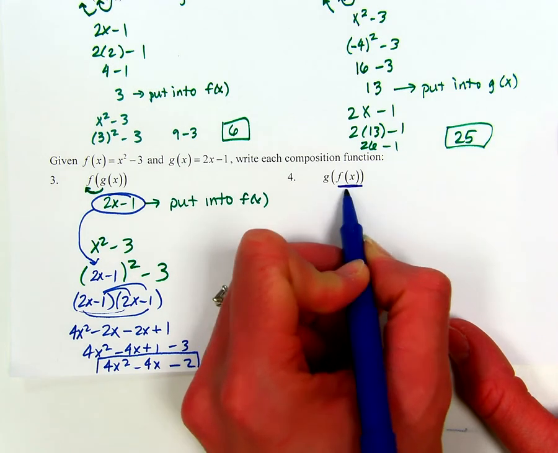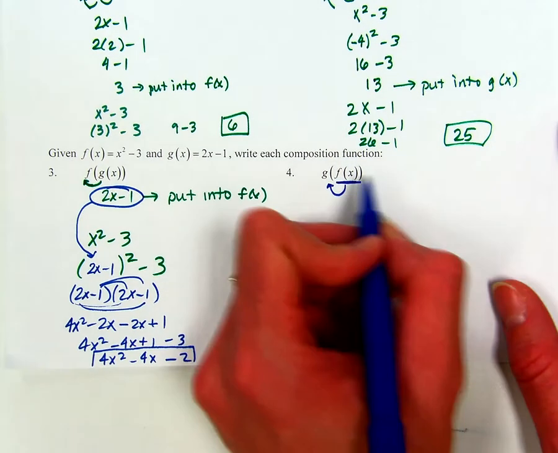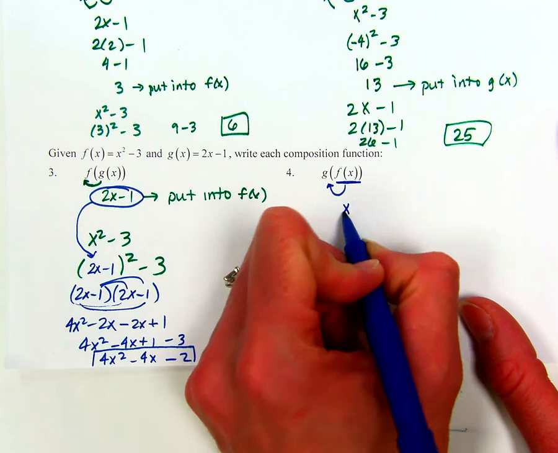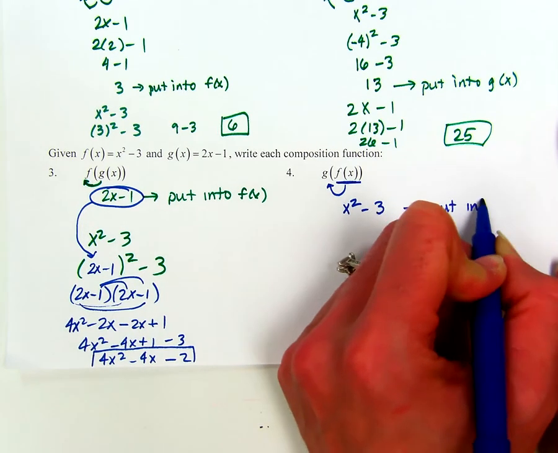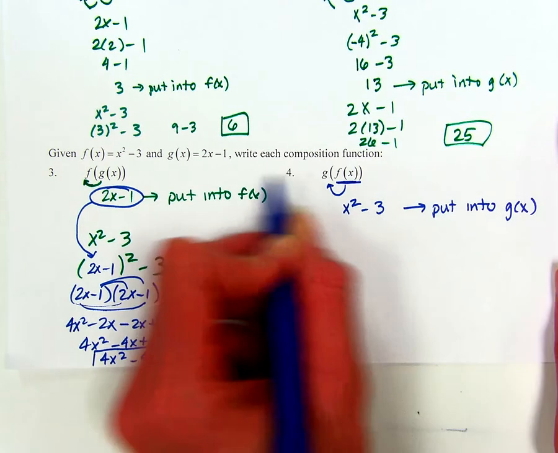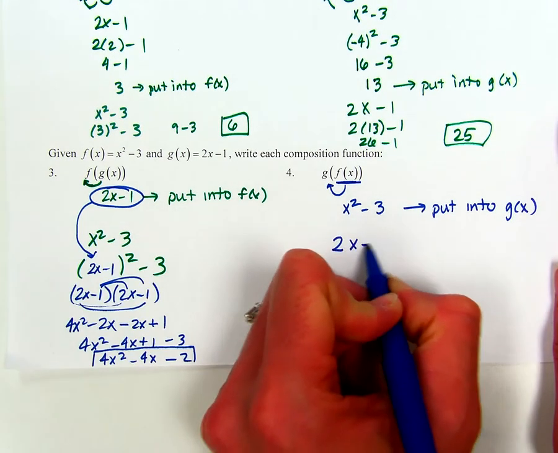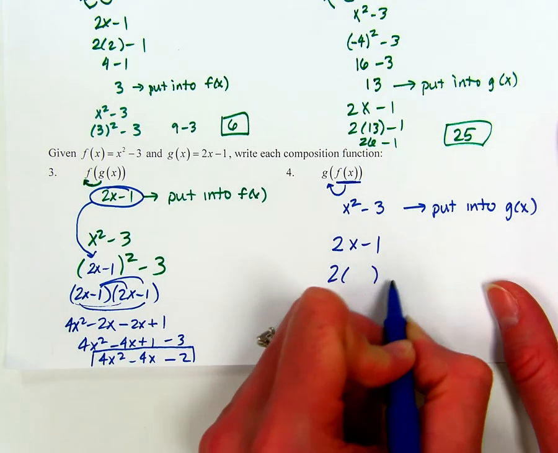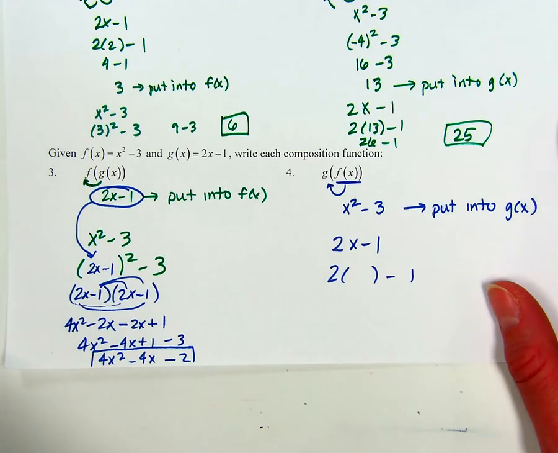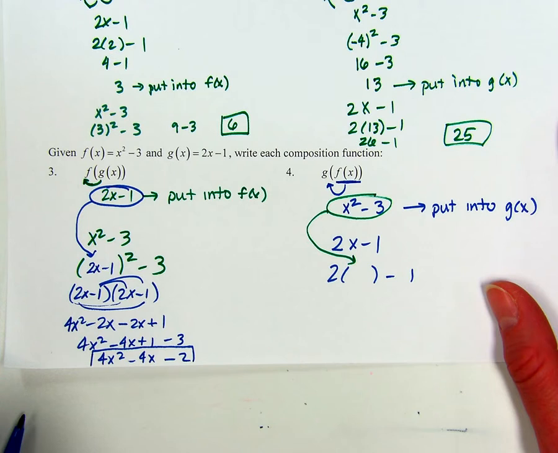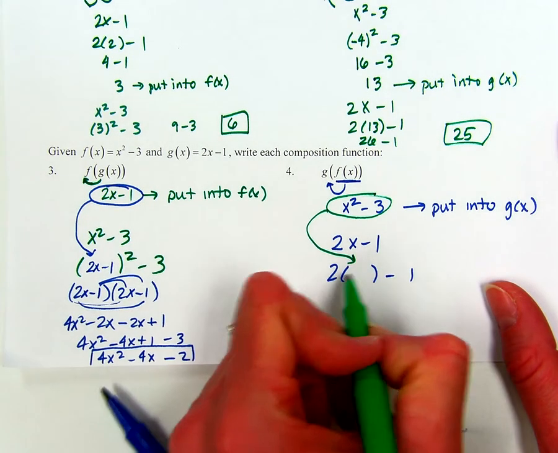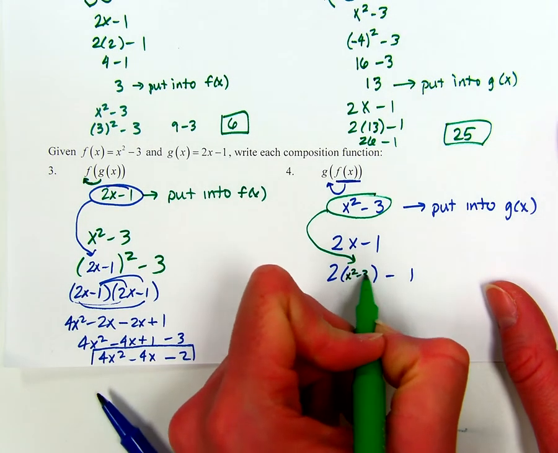So g of f of x: f of x, we need to put into g of x. So what is f of x? F of x is x squared minus 3. We want to put that into g of x. So what is g of x? G of x is 2x minus 1. But they don't want you to use x. They want you to put this expression in here. So I'm going to replace the x with x squared minus 3.